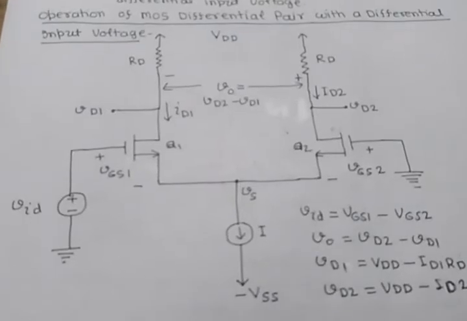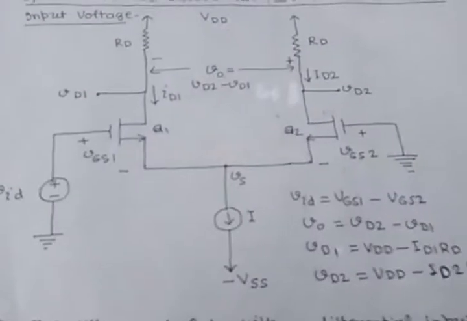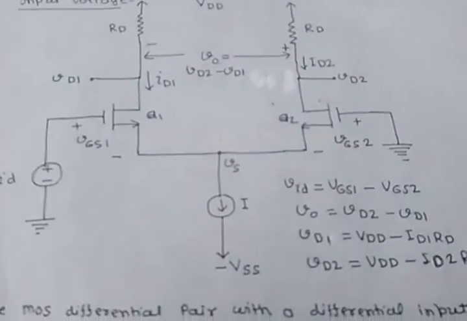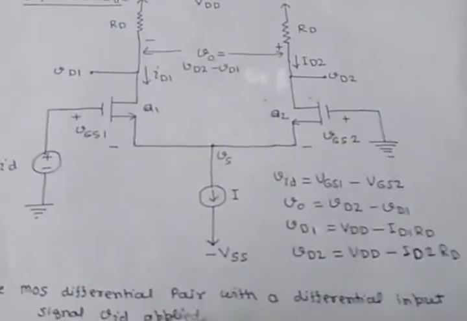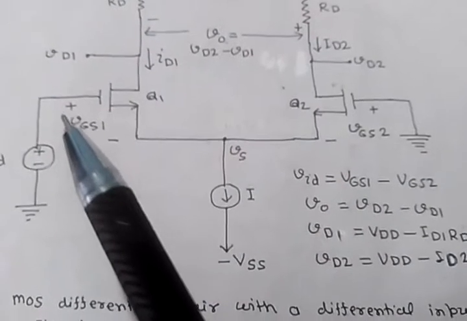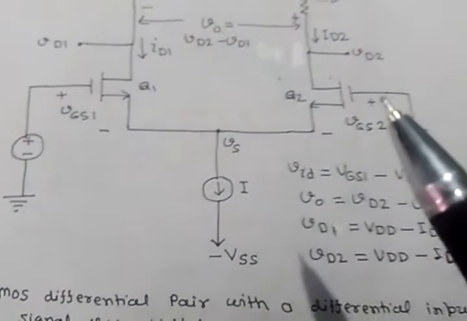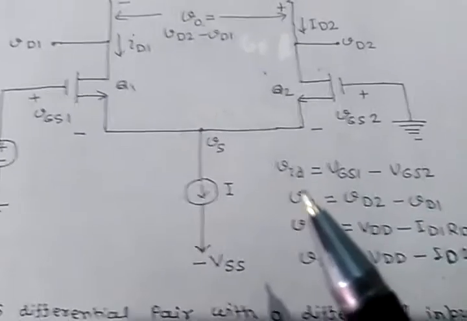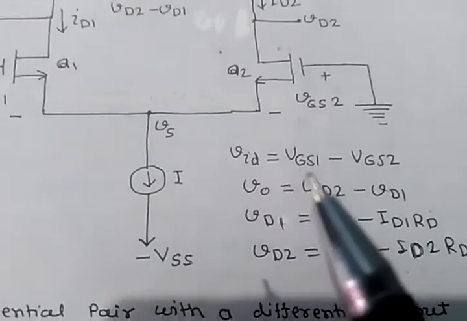In this video, we will discuss the differential mode of operation of the MOS differential pair. Differential mode of operation means when different input signals are applied at the gate of Q1 and the gate of Q2. The difference between the input signals is given by VID equals VGS1 minus VGS2.